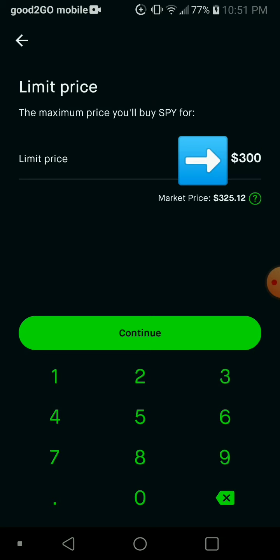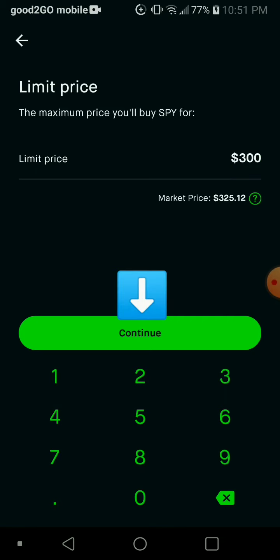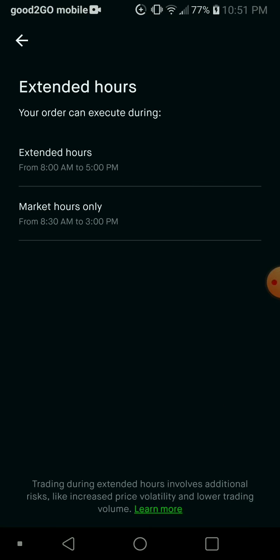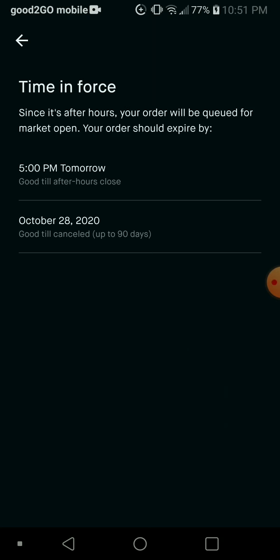As you can see, I enter the limit price I want, and then we click on continue. It's going to ask if you want it to perform that order during extended hours or only market hours. I don't mind extended hours. And then you choose whether it expires after 1 day, or it will continue for 90 days. Well, I don't mind if I buy that stock today or next week or next month. While it hits 300, I'm good. So I'm going to choose 90 days here.